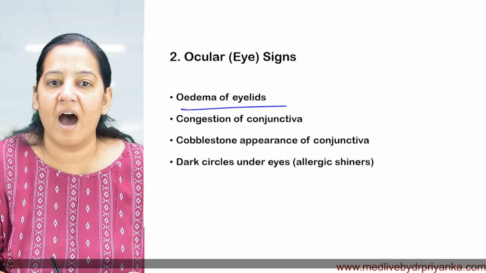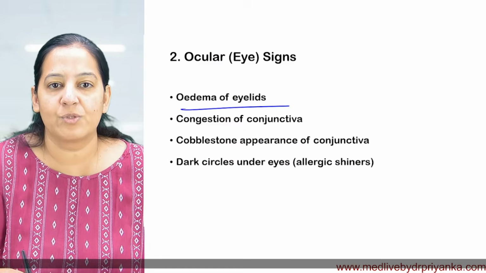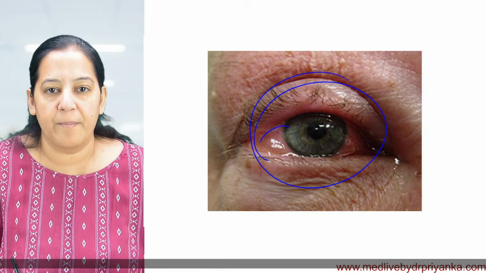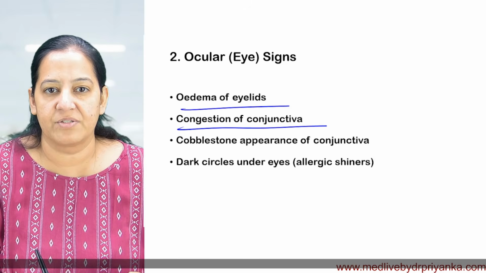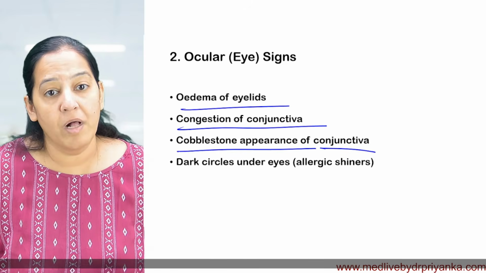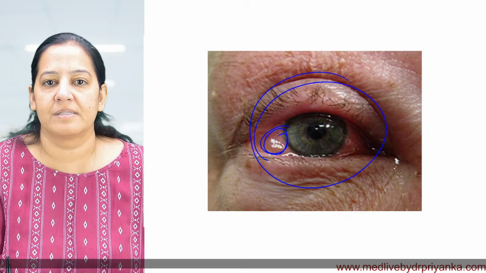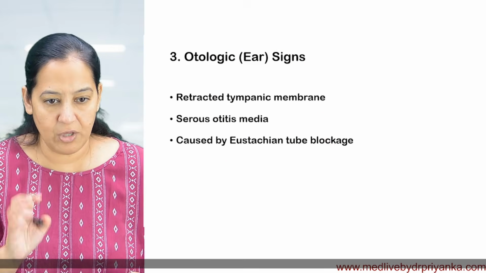Coming on the eye sign, the eye is also swelled. Appreciate the eye is swelled. The conjunctiva is congested. Appreciate the conjunctiva in the background. Can you see the conjunctiva? It's shiny, it's congested. In the conjunctiva, there can be cobblestone appearance, and there can be dark circle around the eye. So these are the ocular sign.